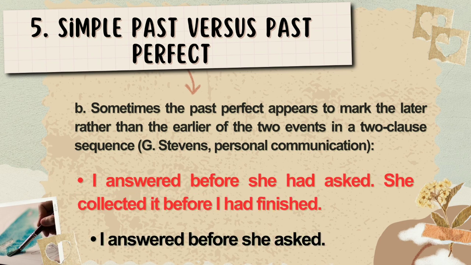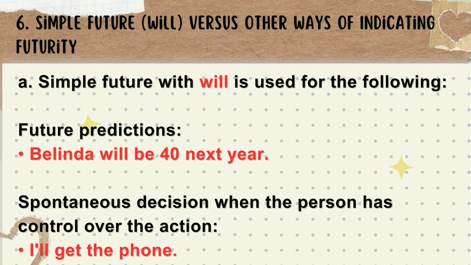I answered before she asked. That is the example. The next one is simple future, will versus other ways of indicating futurity. A simple future with will is used for the following: future prediction. Example: Glenda will be 40 years.